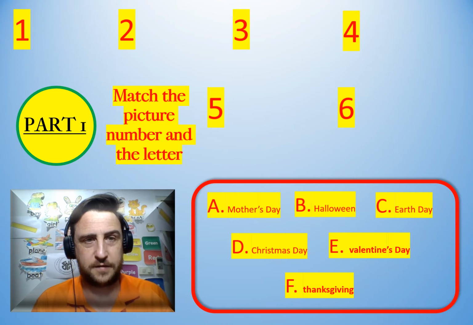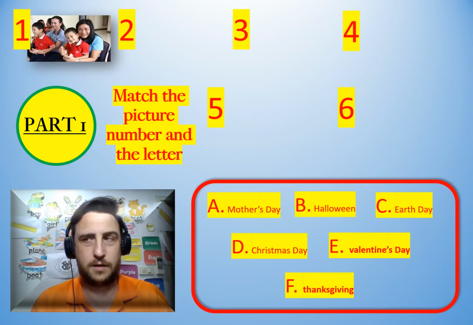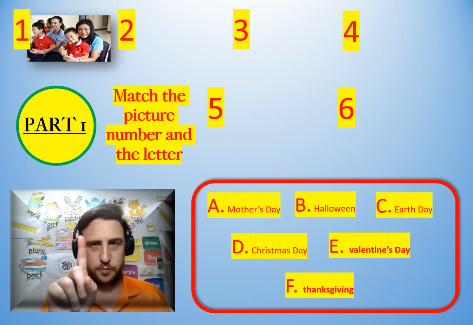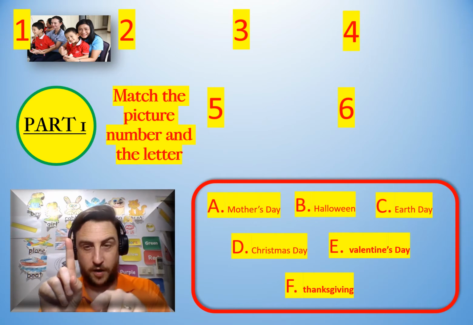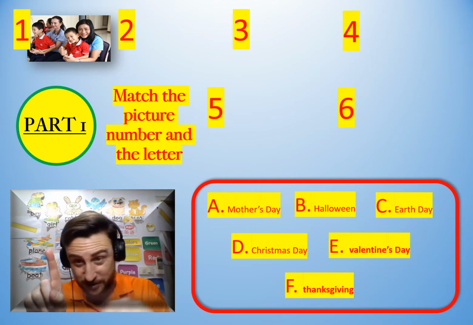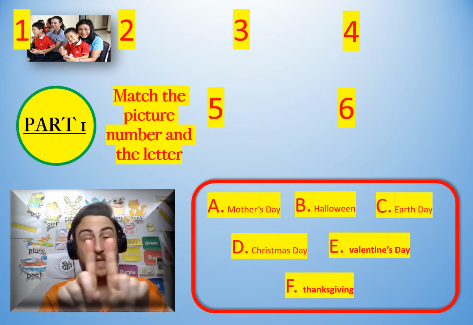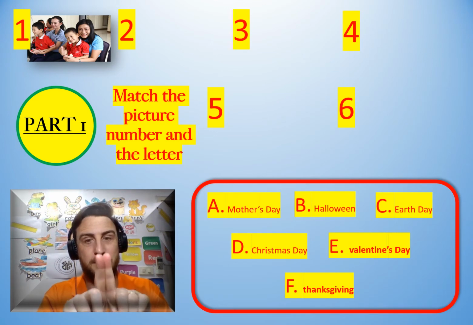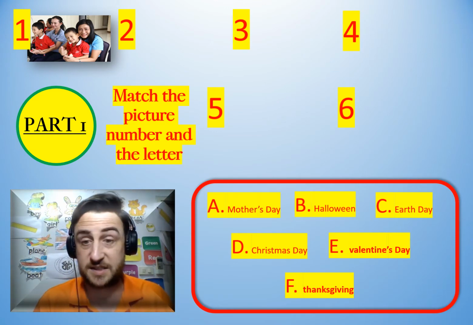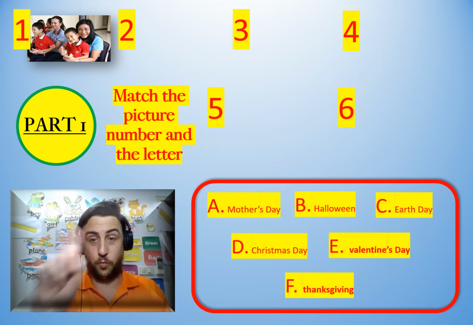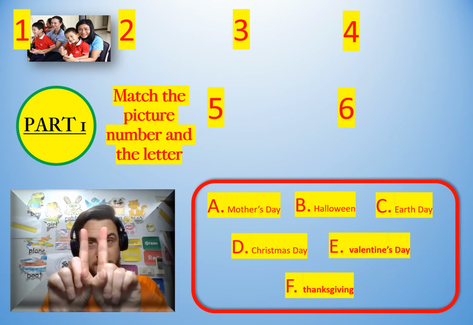Okay, let's have a look. Number 1. What is number 1? So you write 1 on your paper and now find the special day in the box and write the letter next to the number. So if you think number 1 is C, you write 1C.